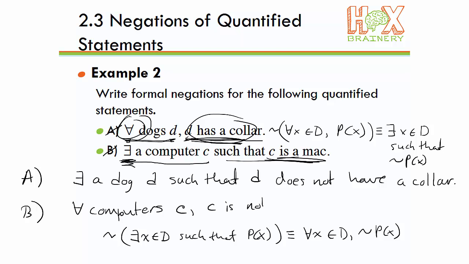is not a Mac. So be careful when you're doing the homework for these, especially when they're in formal form and you're writing a formal negation, because a lot of times what I'll see students do, they'll negate the D has a collar, the C is a Mac, they'll remember to negate that, but a lot of times they'll forget to switch the quantifier. So just be mindful of switching that quantifier as well as part of the negation.